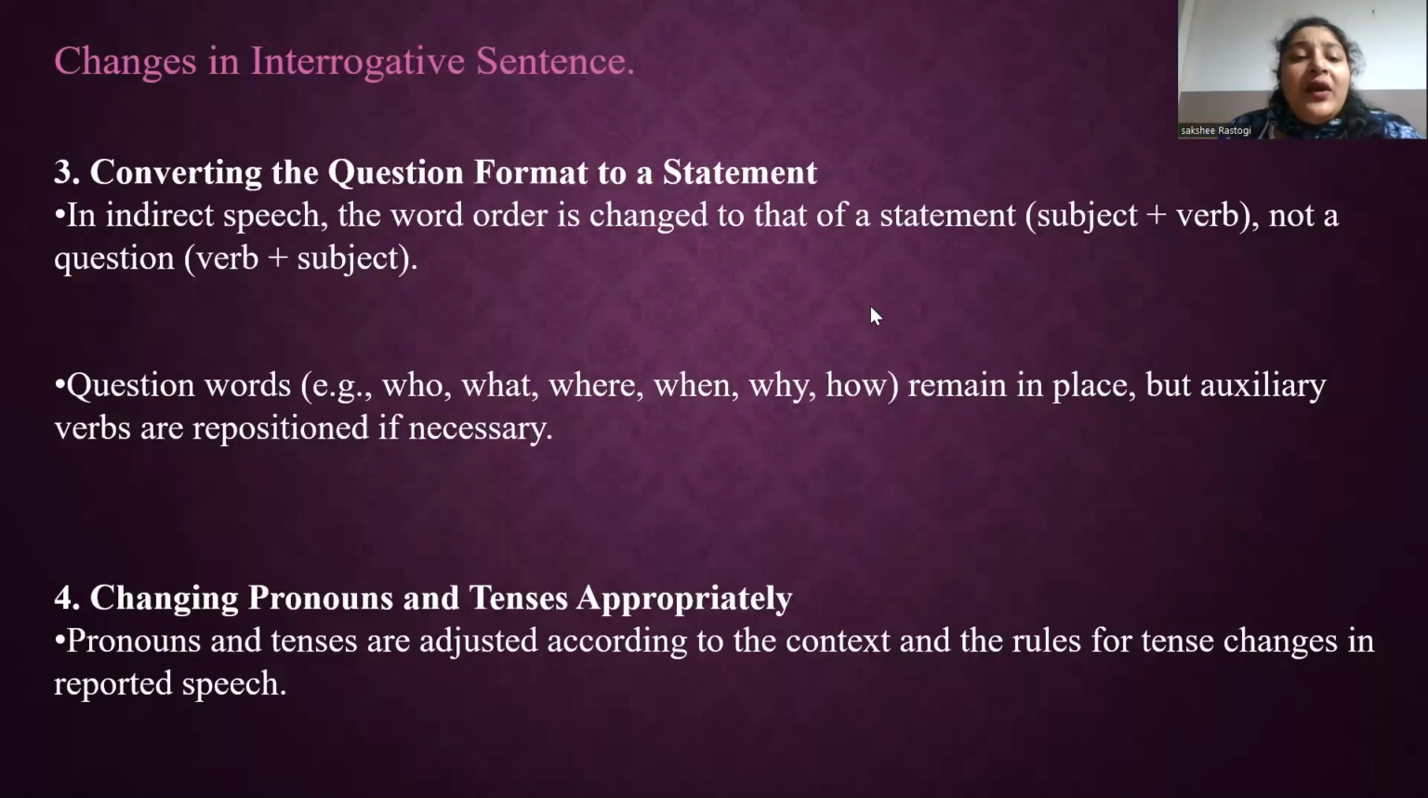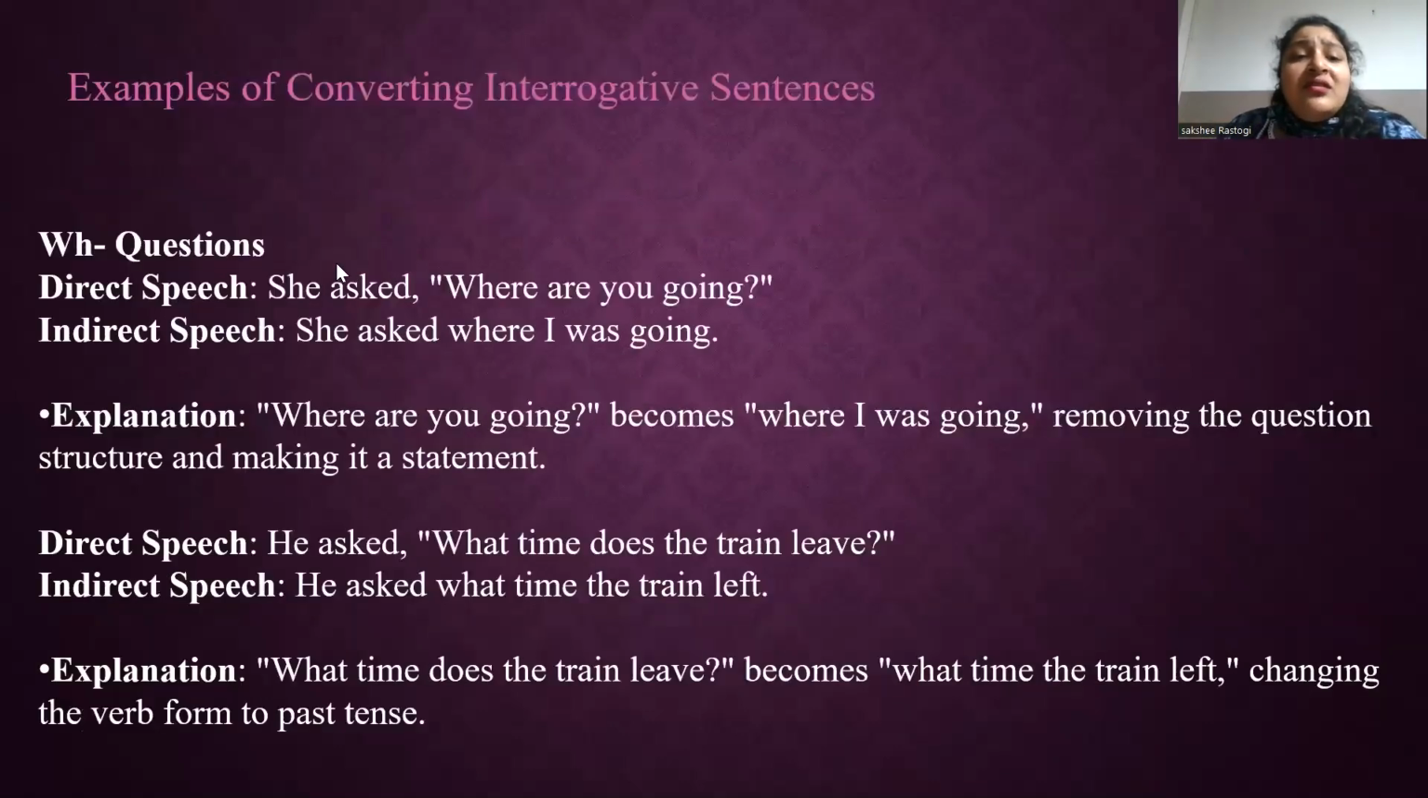I have some examples of converting interrogative sentences from direct speech into indirect speech. While using WH questions in direct speech: "What is your name?" In indirect speech, she asked what my name was. Next is "Where are you going?" In indirect speech, he inquired about my destination. Direct speech: "When will you arrive?"